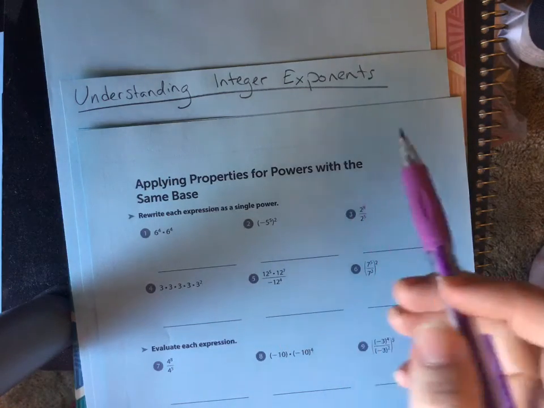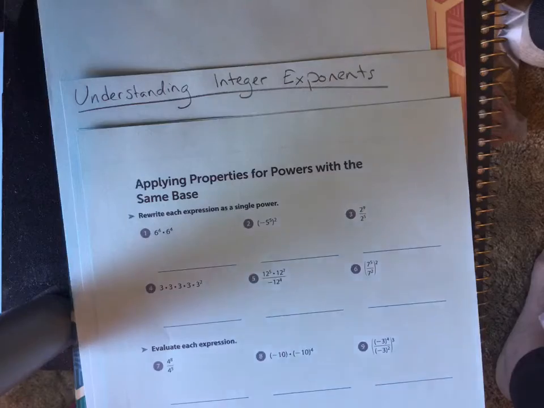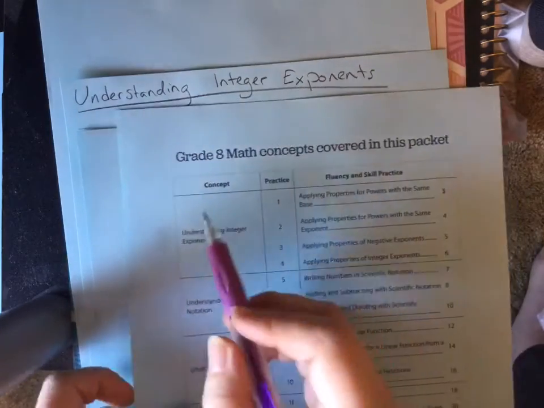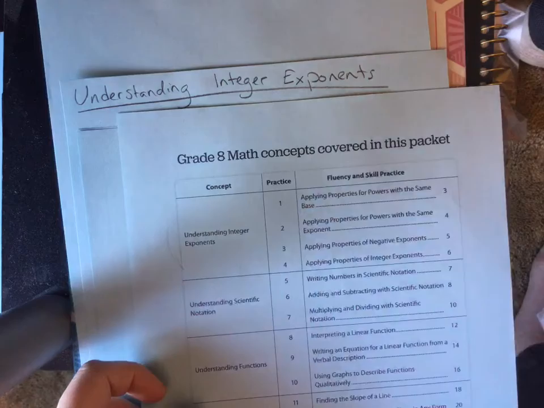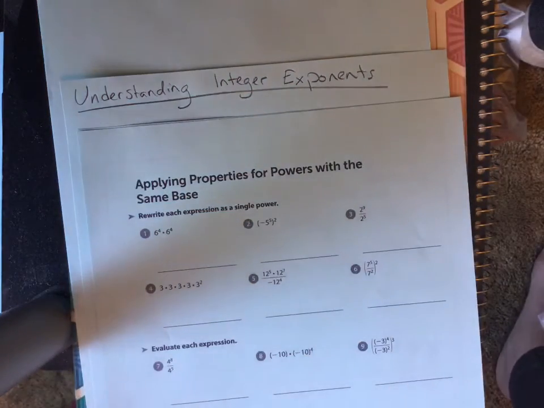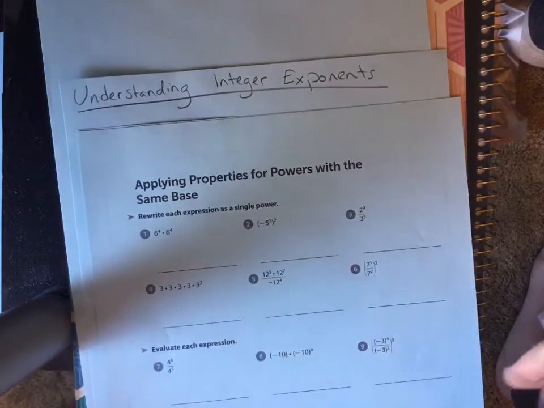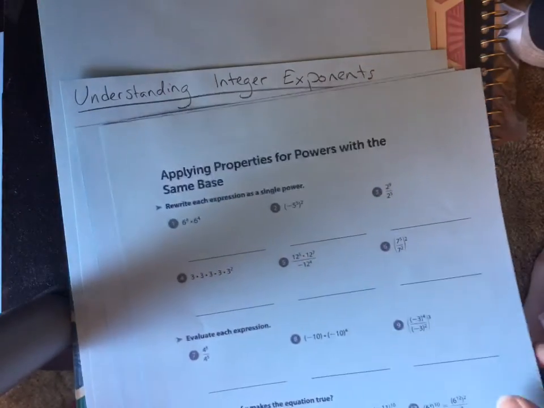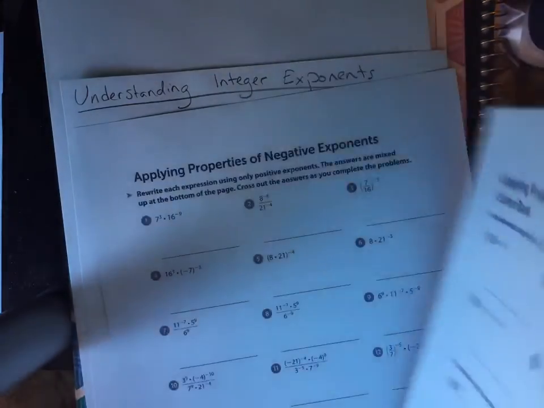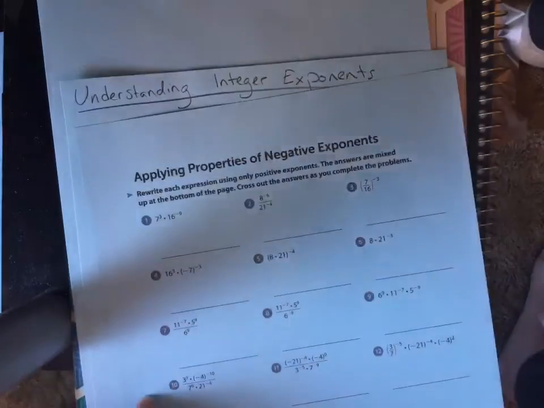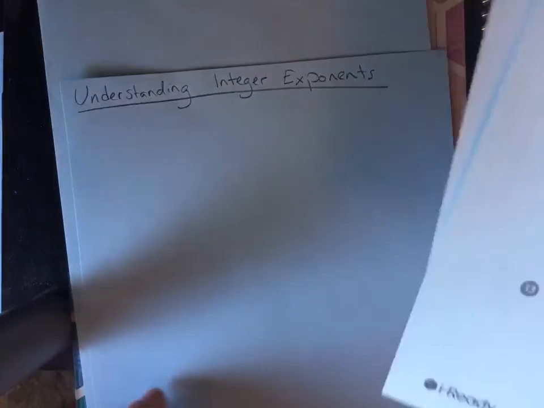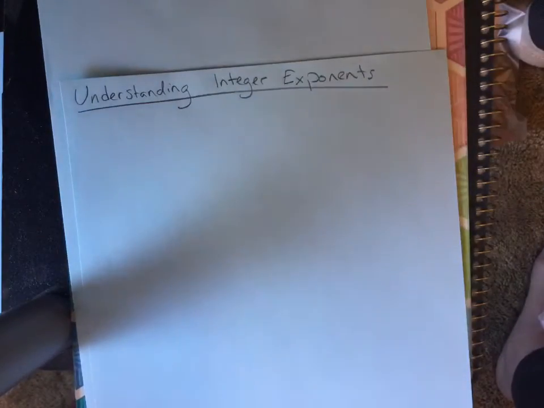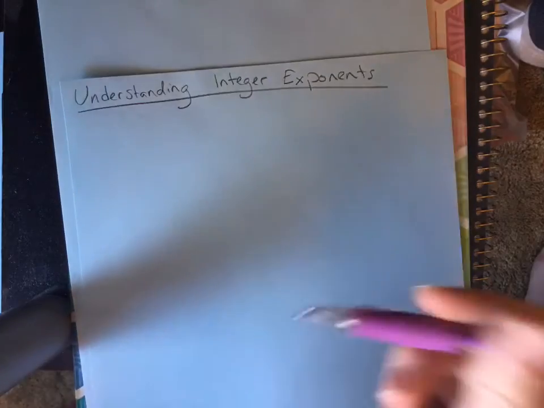All right, so we're going to be talking about integer exponents. This is the first concept. We're going to talk about things you'll see in all four practices today. So, properties for powers. It's easiest to see if we rewrite our powers as repeating multiplication.